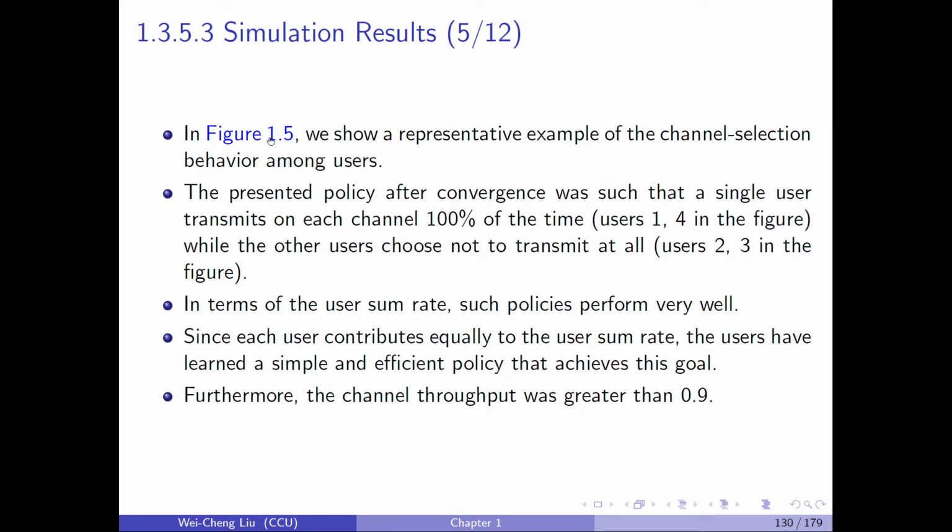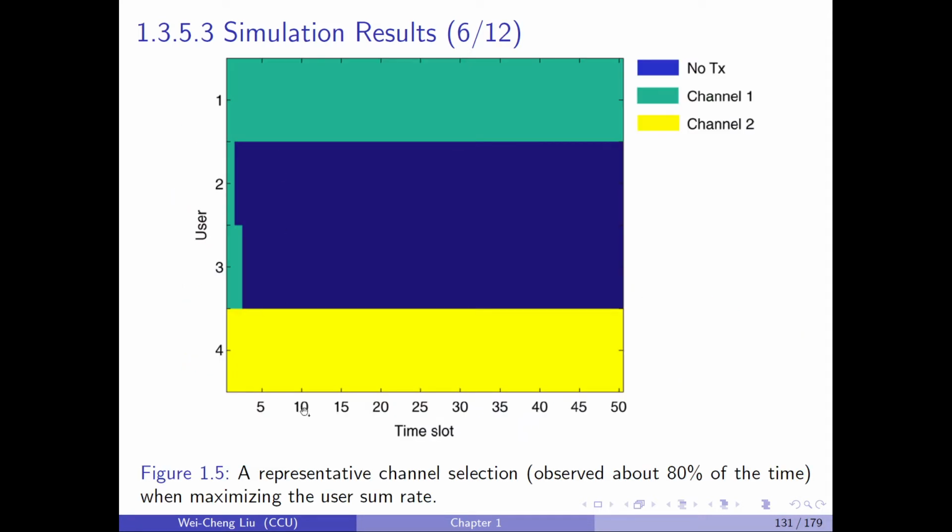In figure 1.5, okay, let us see figure 1.5. Figure 1.5 is a representative channel selection observed about 80% of the time when maximizing the user sum rate. The x-axis is time slot from 0 to 51, and the y-axis are users 1, 2, 3, 4. Okay. There are three different colors in this figure. The blue color denotes no transmission, the green color denotes channel 1, and the yellow color denotes channel 2.